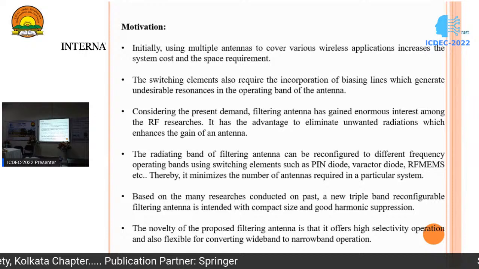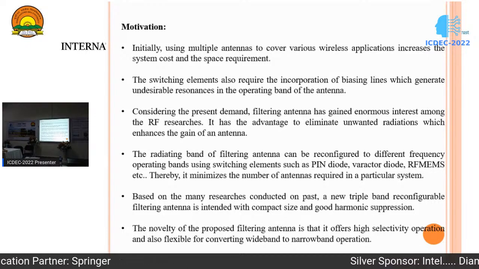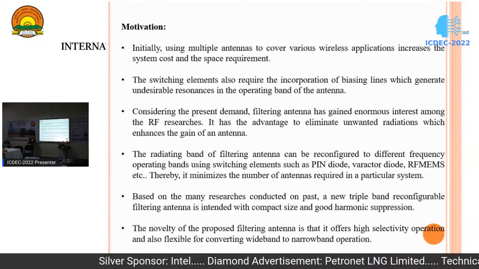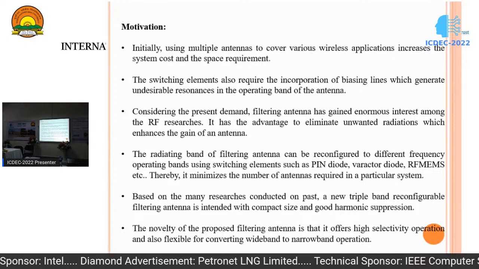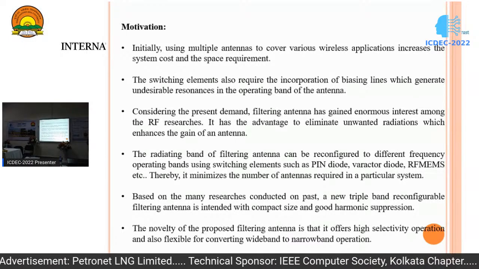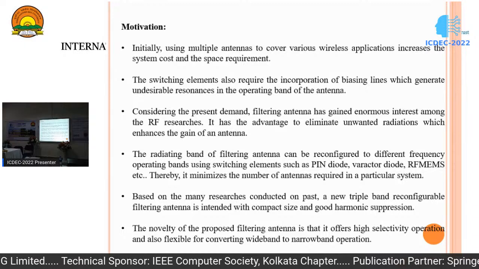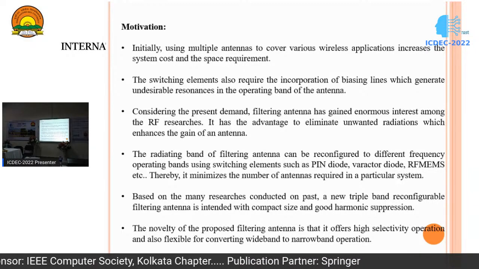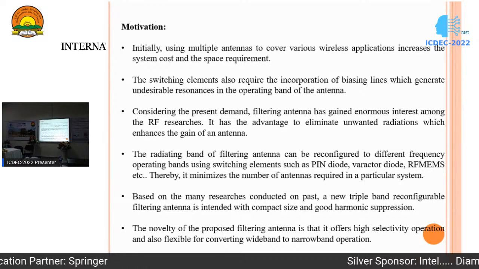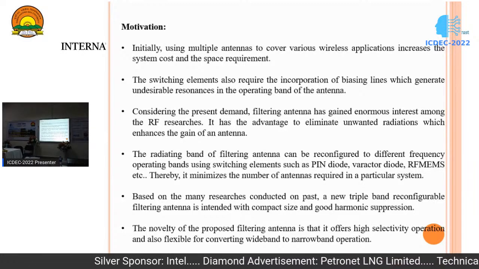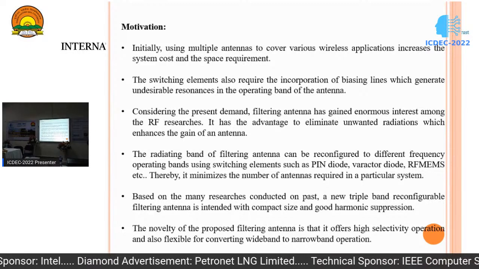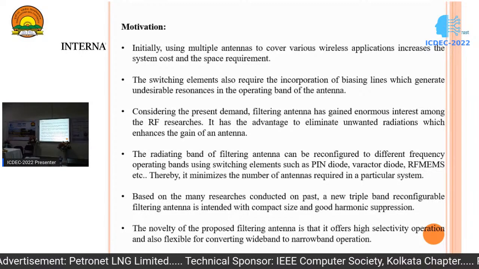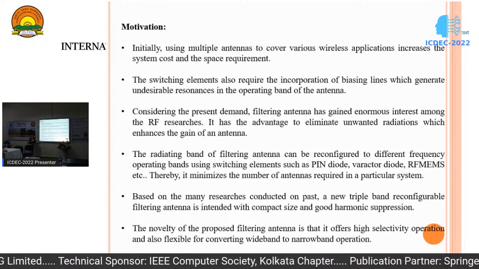To overcome this problem, the concept of the reconfigurable antenna has come, and this reconfigurable antenna uses some sort of biasing line in the antenna radiating element. The use of a biasing line also creates some problems because it generates unpleasant resonances in the antenna operating band. Therefore, to overcome this problem, the use of a reconfigurable filtering antenna is highly recommended, because, as you can see, it is a composite structure of both filter and antenna. Therefore, it has the ability to filter the unwanted resonances, and simultaneously it provides the radiation characteristics according to the user's demand.